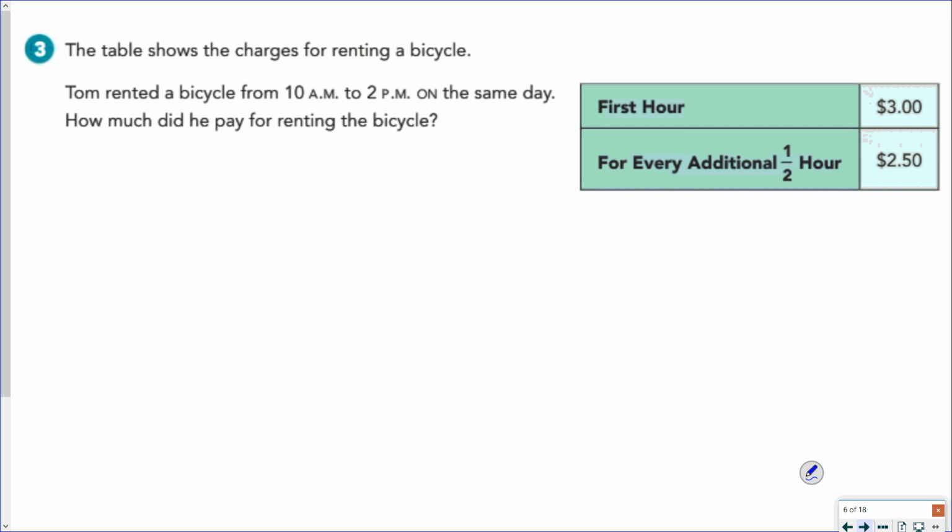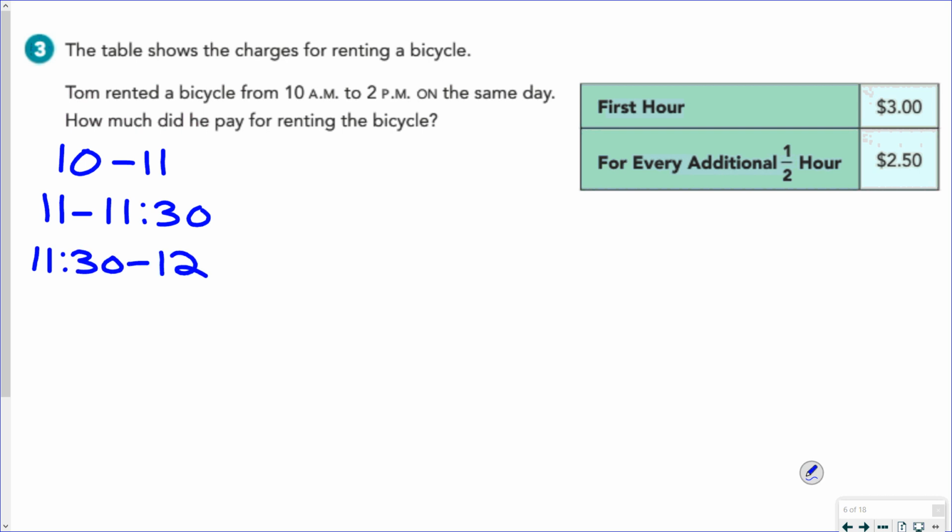So you could, again, break down your time, and you're charged for the first hour, but then it says you're charged for every additional half hour. So you could break it down into 30-minute time slots. One thing you want to be very careful of when doing this is to not have any time gaps. So making sure you're getting all of those hours and half hours in there, and you're not missing a chunk of time, because that would affect, of course, your final answer.